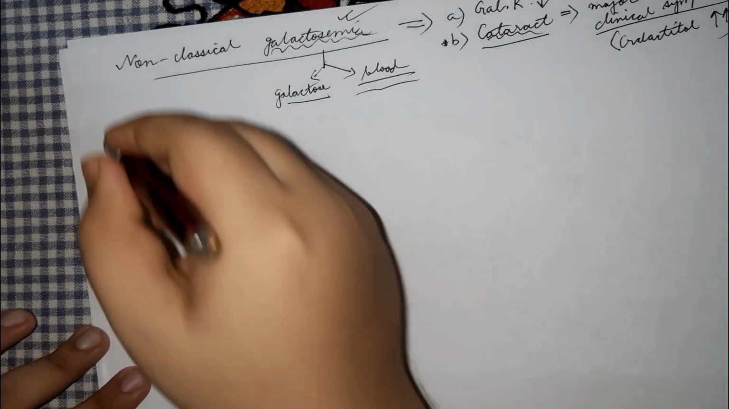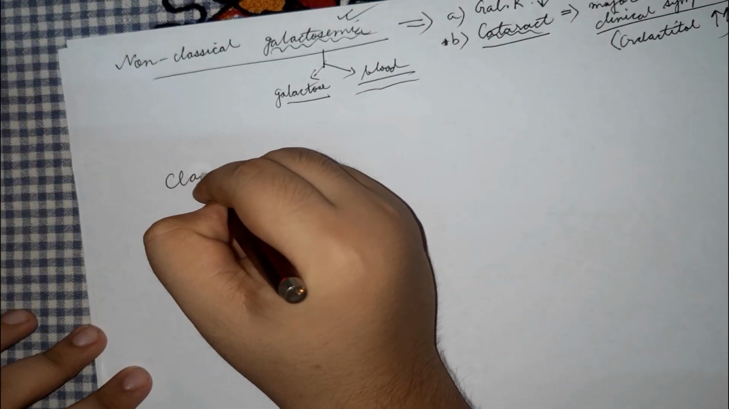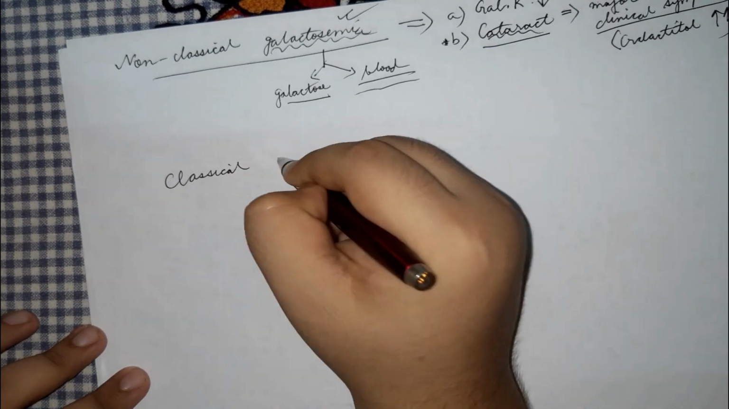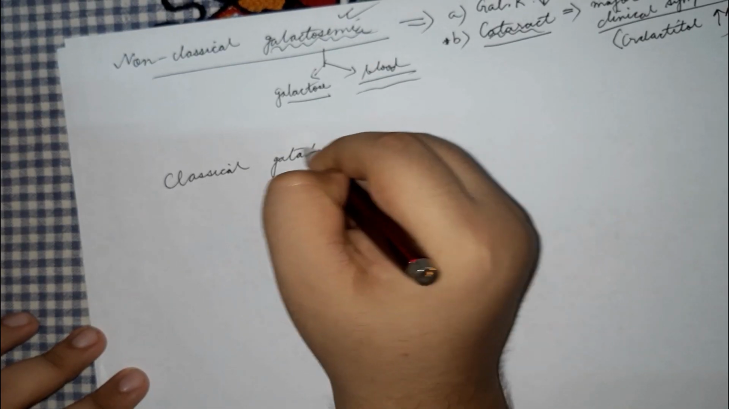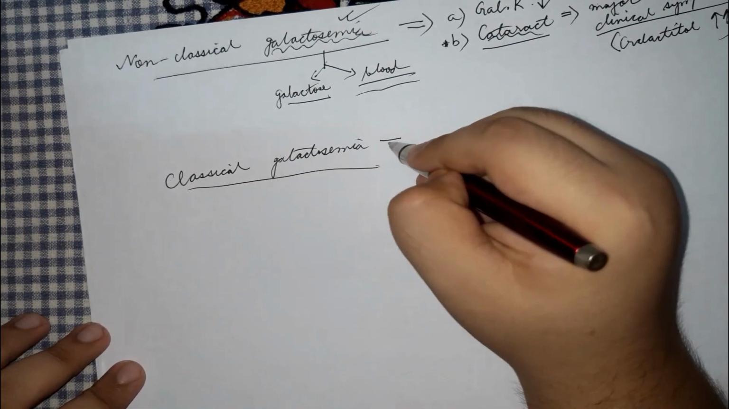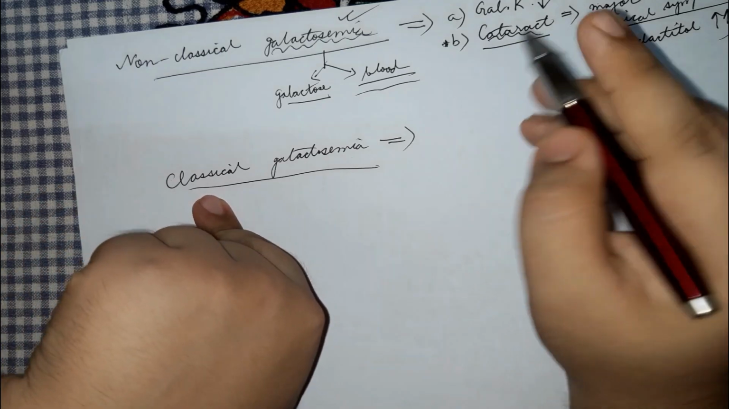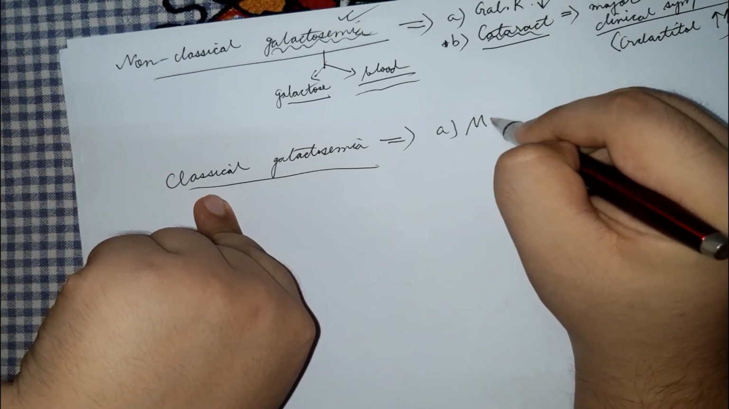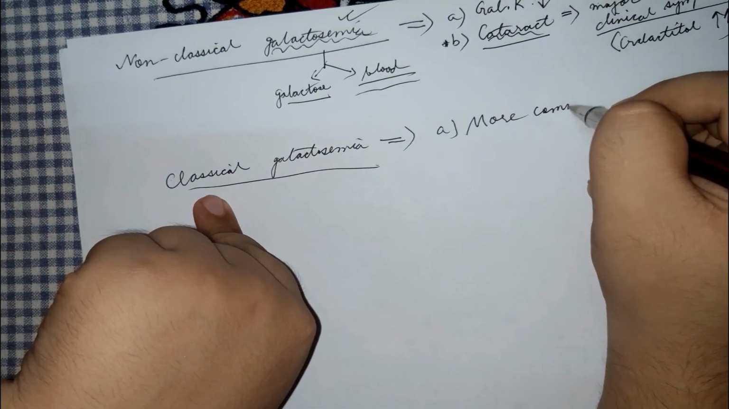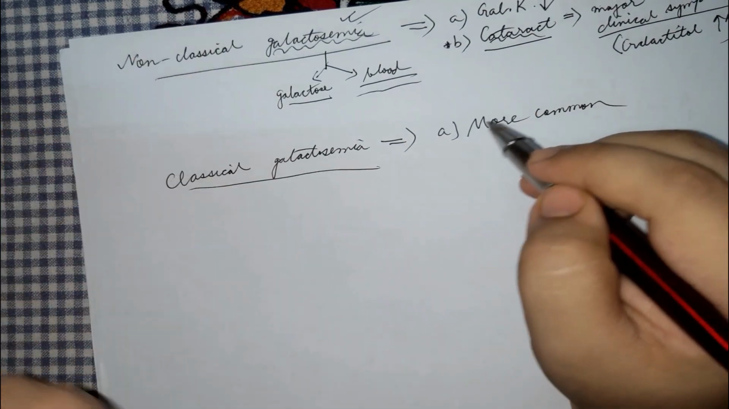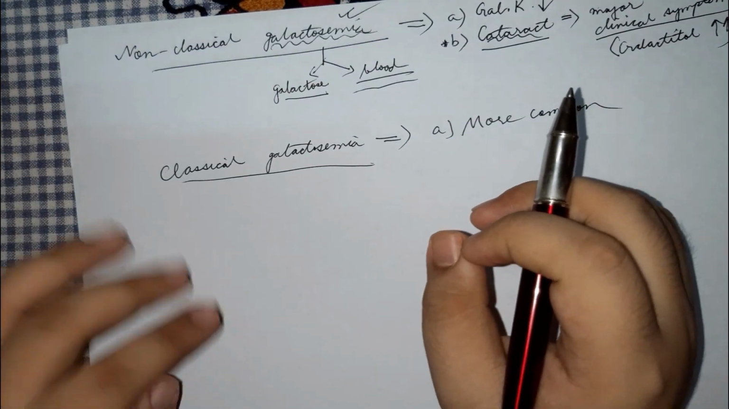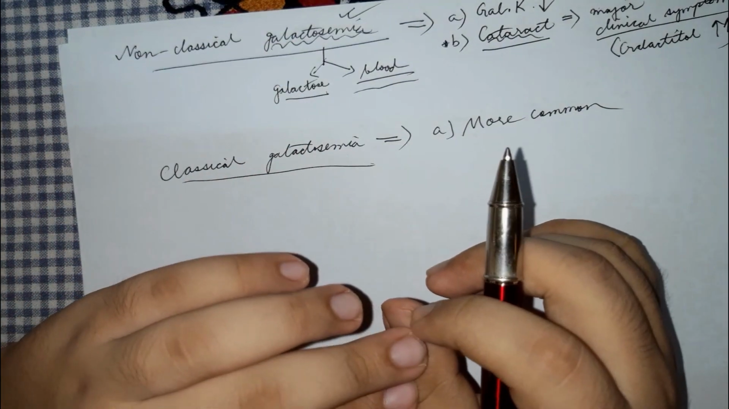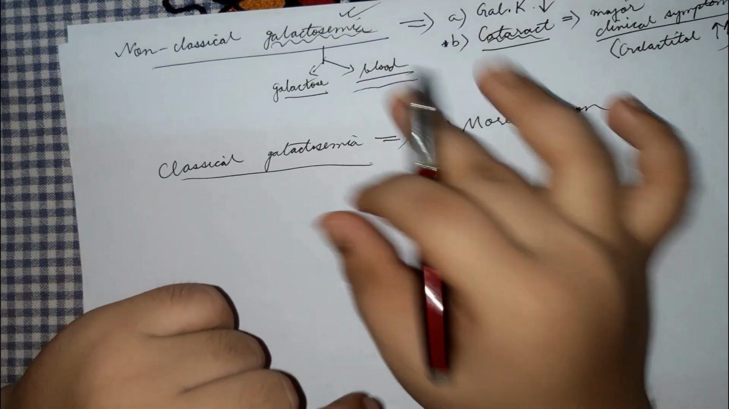Now let's talk about classical galactosemia. Okay. Now the first thing which I would like to mention here is that classical galactosemia is more common. It is much more common than non-classical. As mentioned in the names, classical galactosemia and that's non-classical. Okay. So this is the more common of the two.